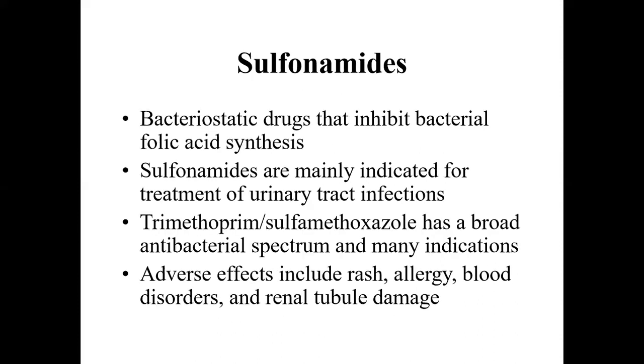Sulfonamides are bacteriostatic drugs that inhibit bacterial folic acid synthesis. Sulfonamides are mainly indicated for treatment of urinary tract infections, and trimethoprim and sulfamethoxazole has an approved antibacterial spectrum and many indications. This is Septrin. Adverse effects include rashes, blood disorders, and kidney damage. So if you give a patient a lot of Septrin, they can end up having kidney disease.